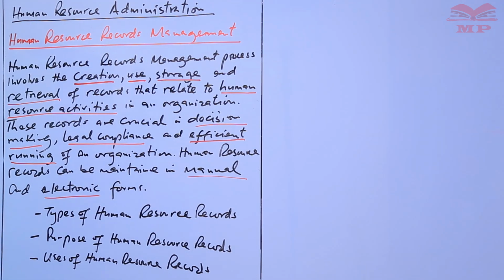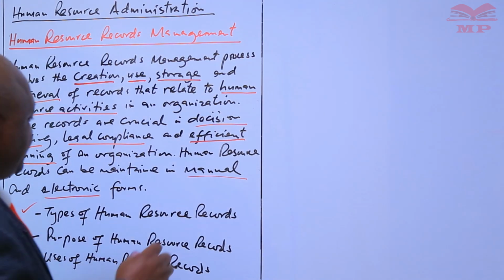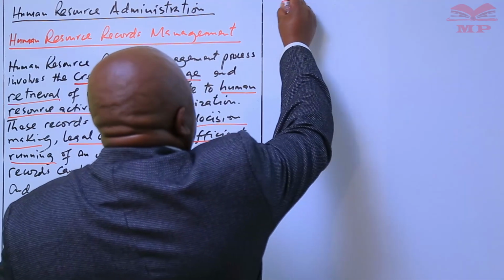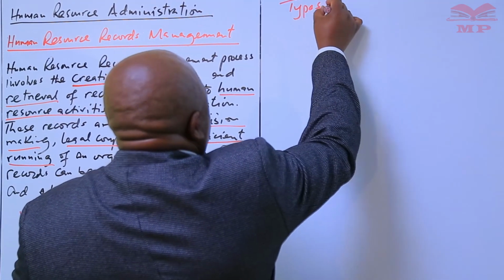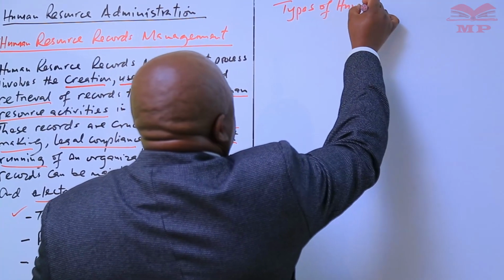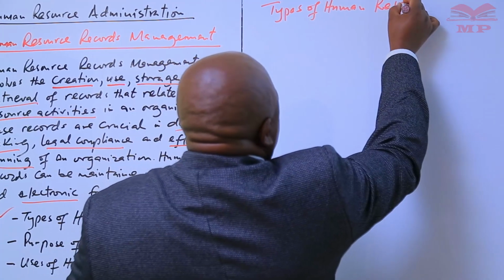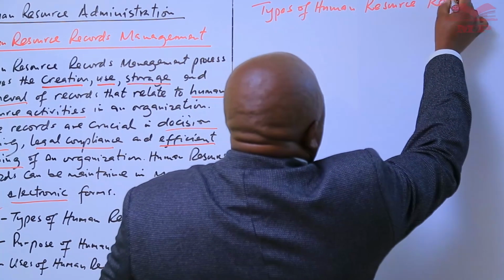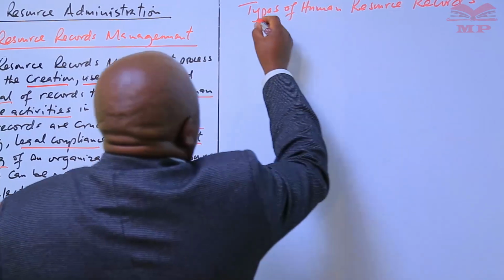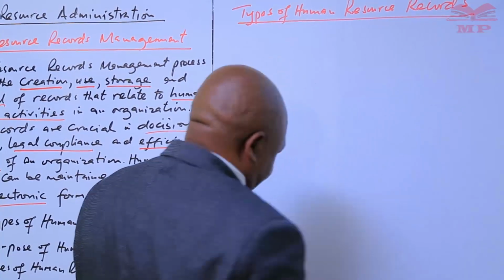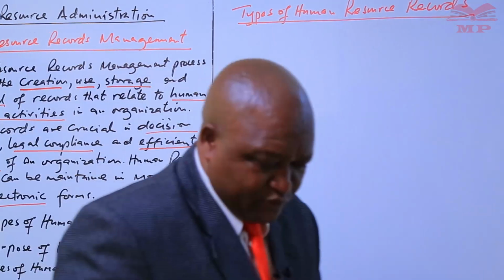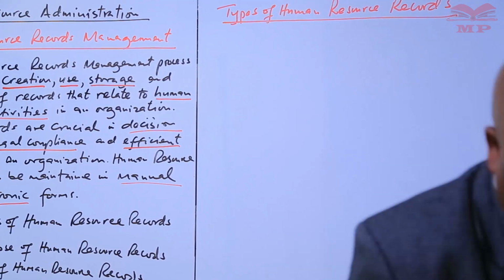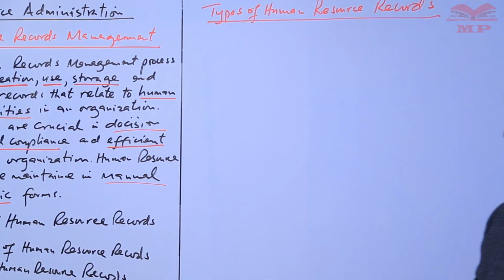So to be able to realize the objectives of this particular unit, we are going to start with the types of human resource records. So what are the various types of human resource records that may be in an organization?